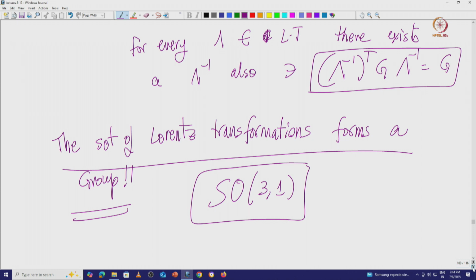a transformation of this type, lambda inverse whole transpose G lambda inverse is equal to G. So lambda inverse times lambda is always equivalent to the unity matrix, delta mu nu. So the set of Lorentz transformations forms a group.